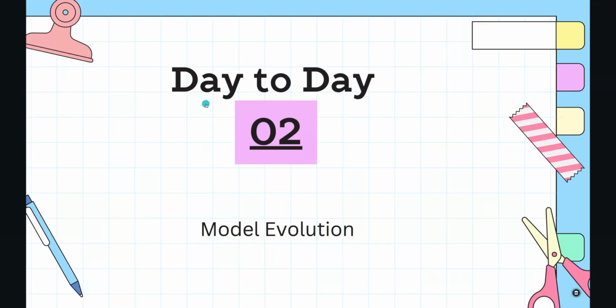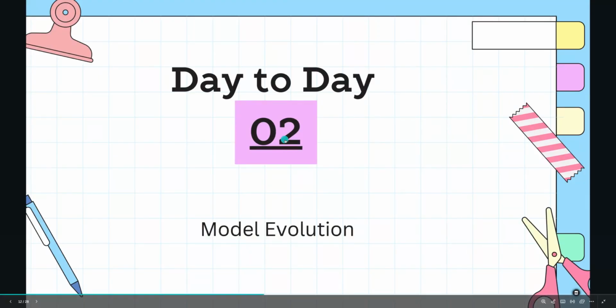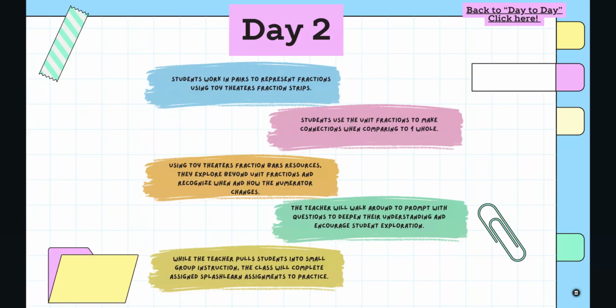Day 2, model evolution. Students are going to work in pairs to represent fractions using toy theater fraction strips. They'll also use unit fractions with toy theater to make connections when comparing to one whole. Using toy theater fraction bars resources, they'll explore beyond unit fractions and recognize when and how the numerator changes.